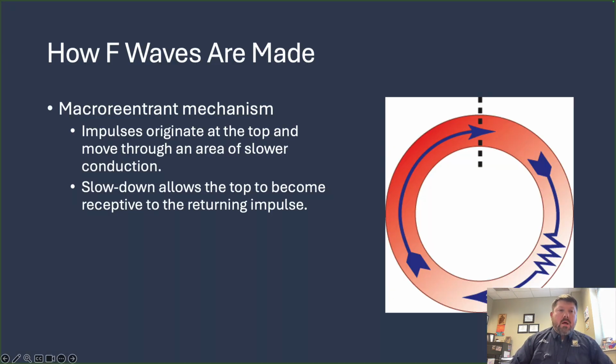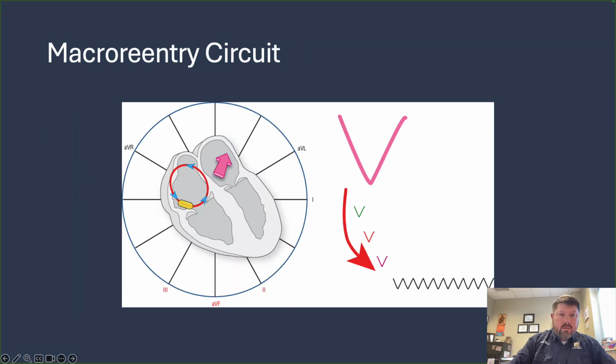So F waves, like I mentioned, come from a re-entry circuit, a macro reentrant mechanism. The impulses originate at the top and move through an area of slower conduction, and they end up looping around and conducting the tissue around them. And because of this, you'll have the flutter waves that are very easily recognized with atrial flutter. This is an example of that reentrant mechanism right here.